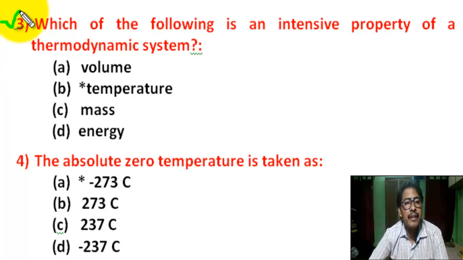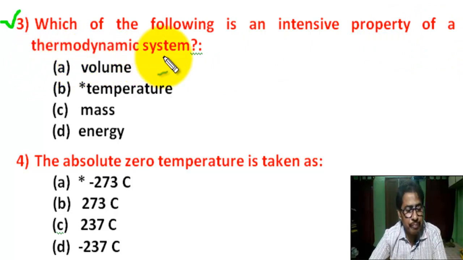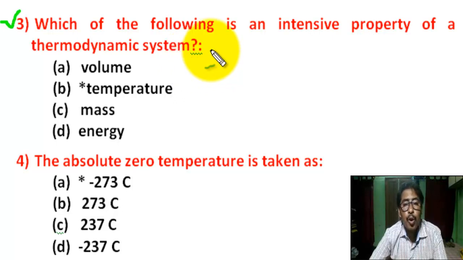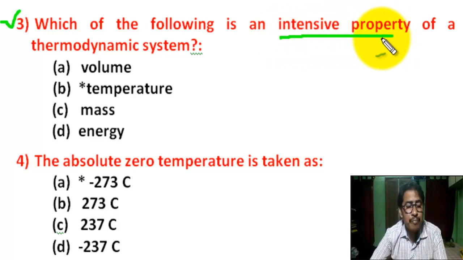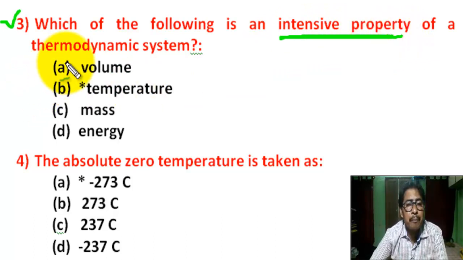Question number 3. Which of the following is an intensive property of a thermodynamic system? Intensive property is a physical property of a system which does not depend on the system size or the amount of material in the system. Examples of intensive property: density, pressure, and temperature. There are 4 options. Correct answer is B, temperature.